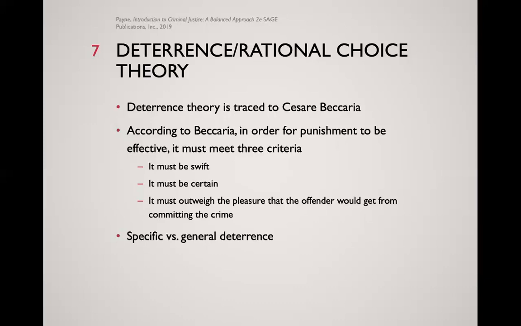General deterrence also applies to how Cesare Beccaria was saying that we should publicly announce what these punishments would be, for deterring the general public from committing a crime the first time. Okay, so specific is stopping one individual from committing a crime again. General deterrence is stopping the general population from committing a crime in the first place.